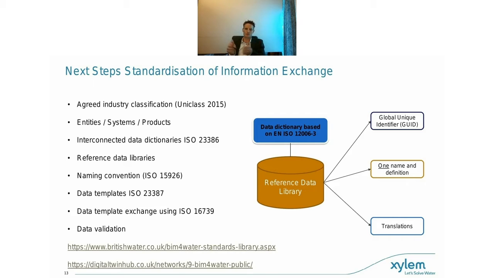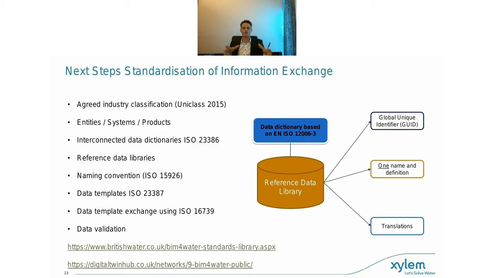We should also, when we're talking about information exchange, pay close attention to classification systems. And there's a few out there. I've mentioned Uniclass in this case, because that is one that BIM for Water is doing some work on. You could find information on that using the link below, and heading down to the Water Industry Classification Hierarchy Standards Group, which has partnered with Uniclass.